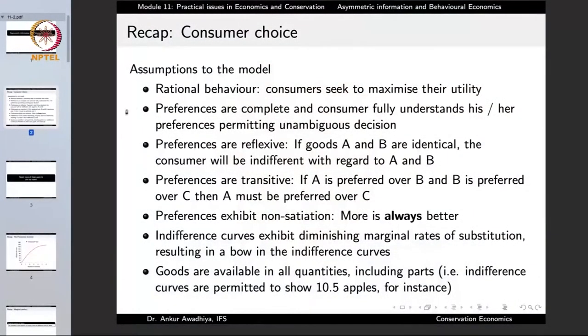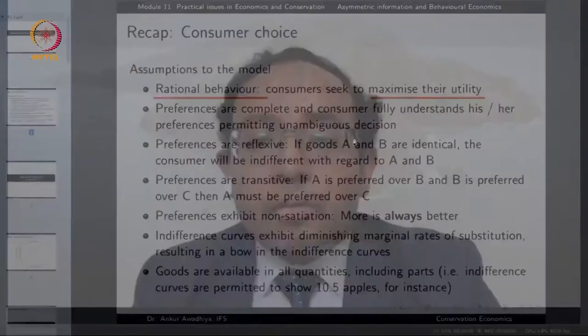Some of these assumptions include things like rational behavior. When we talked about rational behavior, we said that consumers are always trying to maximize their utility. Throughout this course, we have said that the buyers try to maximize their surplus, the sellers try to maximize their surplus, and that everybody is a rational being. Which meant that everybody is using all the information that they have access to and is actively processing that information to come up with a decision.